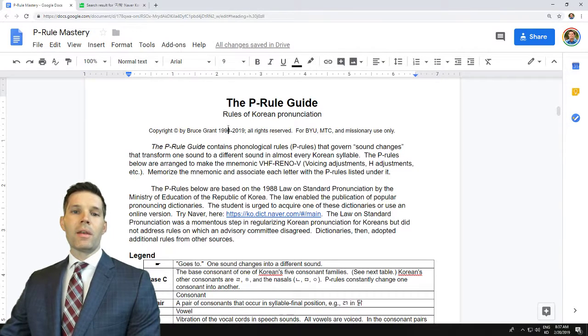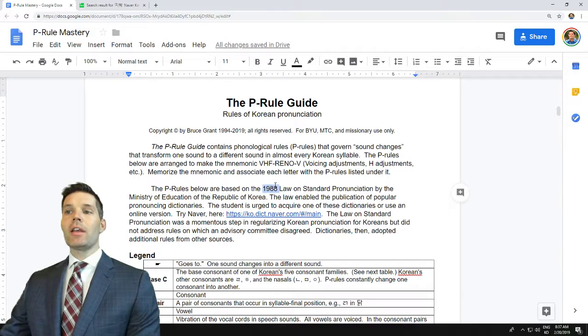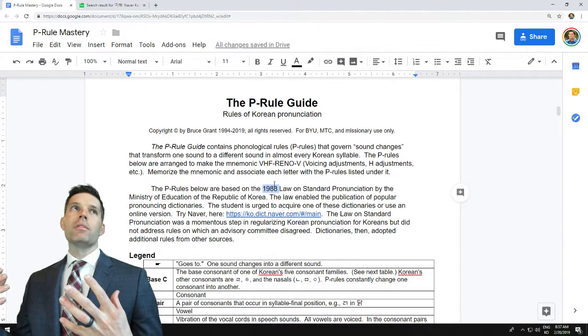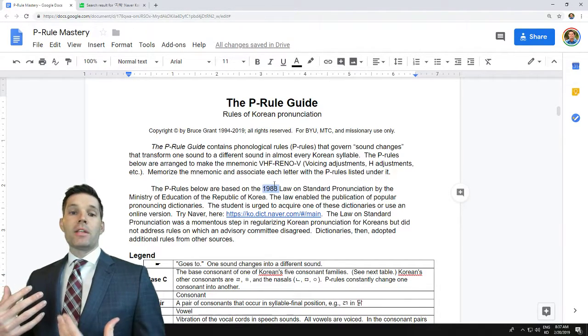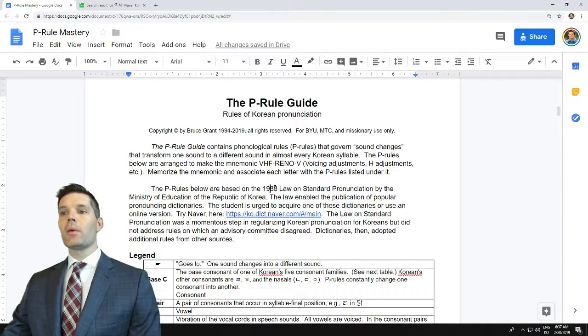Since then, there have been various adjustments as the Ministry of Education in the Republic of Korea has made some changes, but it basically started in 1988, when South Korea came together from an educational perspective and decided to standardize Korean pronunciation. I think some of that had to do with so many different dialects and people saying things differently, but I think it's helpful also for foreigners to really see how Koreans view their own language.